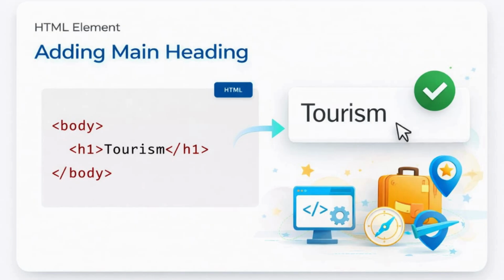It grabs attention and tells users what the page is about. Once you save and run this code, you'll see the output on the right side, a clean and clear heading tourism. And that's how you add a main heading in HTML, simple and powerful.